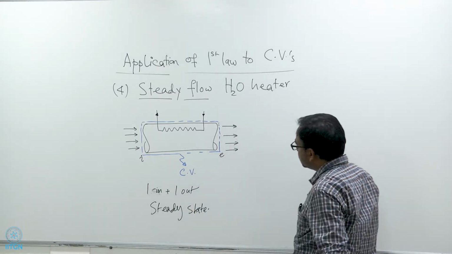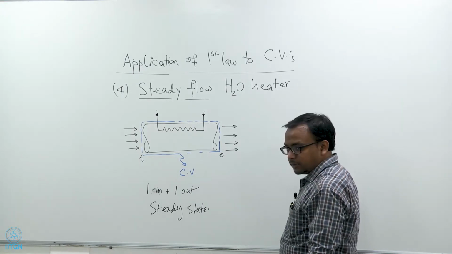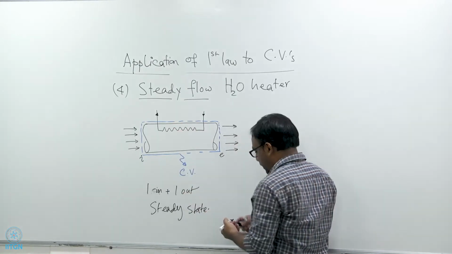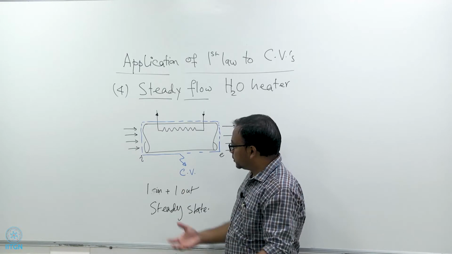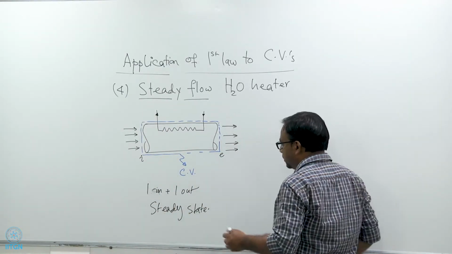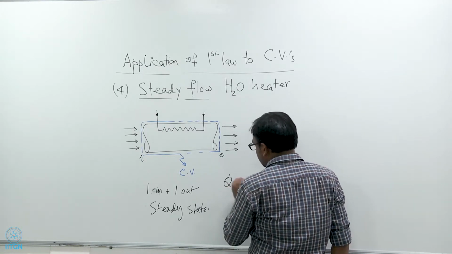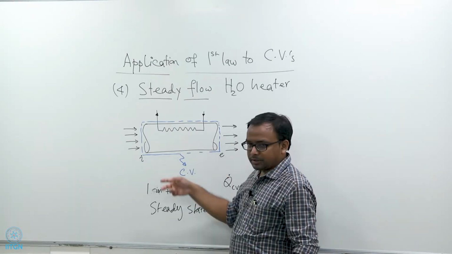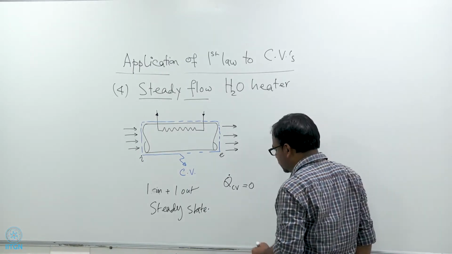What else? So is there any heat interaction with the surroundings? No, there is no heat interaction with the surroundings. Of course you can cook up situations where heat is also being added separately, but for this particular example the heat transfer from the surroundings, Q dot CV, is 0. You can make sure that there is no heat transfer between this pipe and the surroundings by insulating it properly. So Q dot CV is 0.